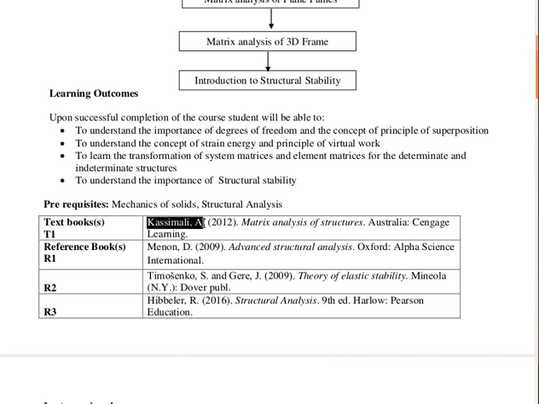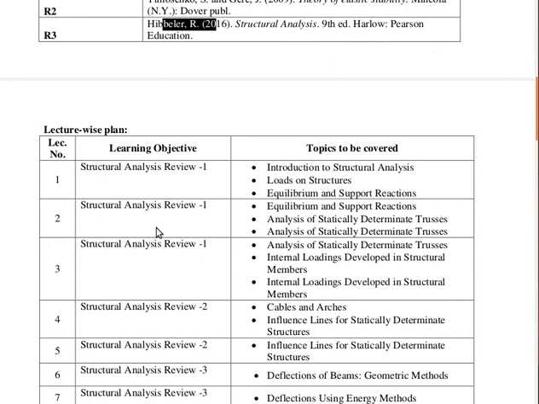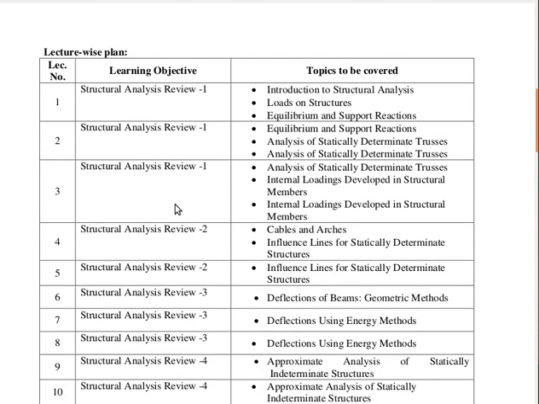The textbook of this course is by Asslam Kassimali, Matrix Analysis of Structures. As a reference book you may use Devdas Menon, who is a professor at IIT Madras, Advanced Structural Analysis, which basically deals with the matrix method of structural analysis. For structural stability, the elastic stability part, you can use the very classical book by Timoshenko, and R.C. Hibbeler for structural analysis, because we will review our basic structural analysis also. So regarding that, you need that.